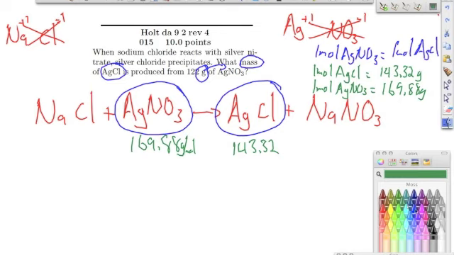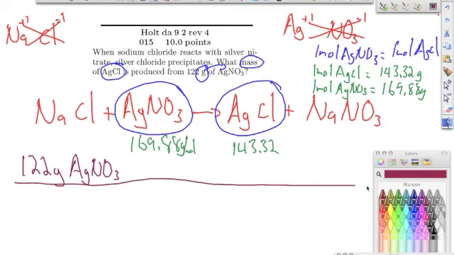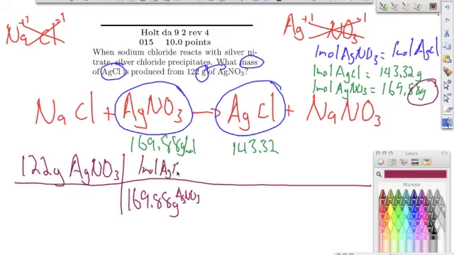We go ahead and we start with what we have in the problem. We have 122 grams of AgNO3. Okay, so we look at our conversion factors and we see the only thing that says grams of AgNO3 would be right here. So we put that on the bottom, 169.88 grams of AgNO3 equals, and we put the other half on top, 1 mole of AgNO3.